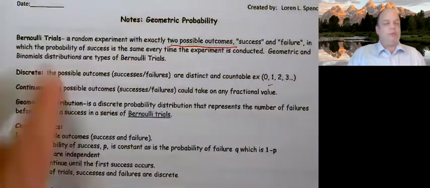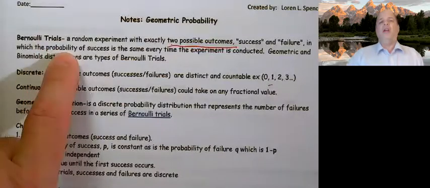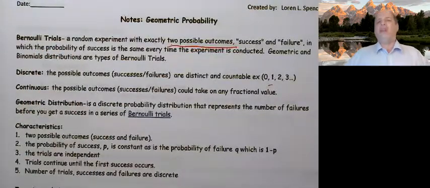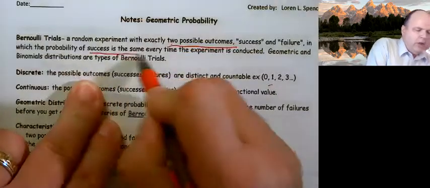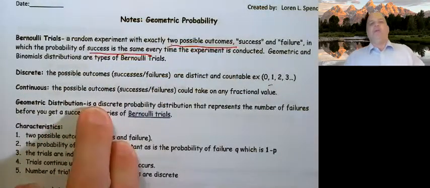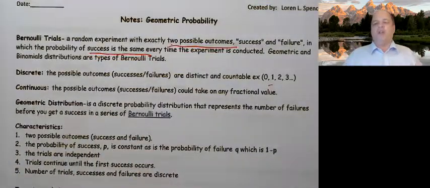So first off, we want to talk about a specific type of probability distribution called Bernoulli Trial. And this is an experiment that has two possible outcomes, success and failure, all right? And in this case, the probability of success is the same every time the experiment is conducted. If I flip a coin, I know the probability of success is 0.5 every time I flip it. And basically either I get a heads or I get a tails, so it's a success-failure situation.